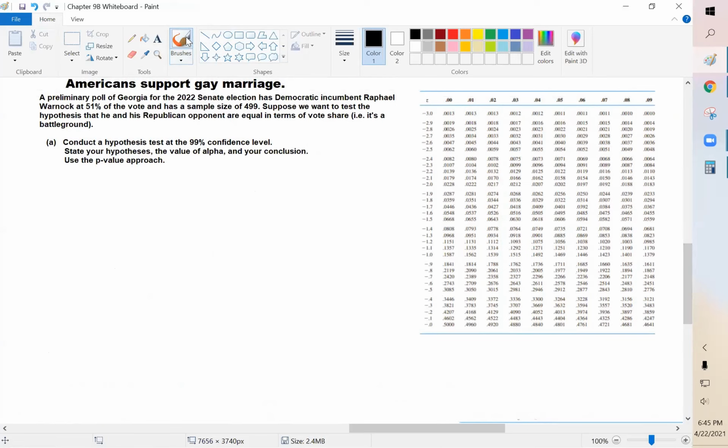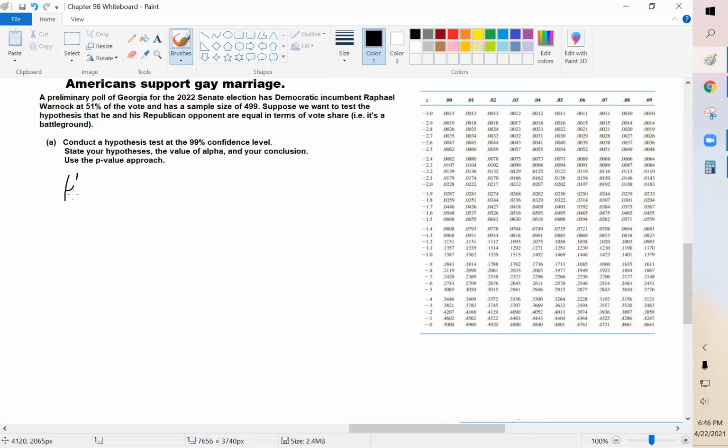So 2022 Senate election, Raphael Warnock's up again. We have a poll, 51%, sample size 499. We want to test the hypothesis that he and his Republican opponent are equal in terms of vote share. So we're going to do a hypothesis test at 99% confidence level. You'll notice this is much higher confidence because, again, this is the type of race you don't want to call incorrectly, because there's a very good chance it might decide control of the Senate.